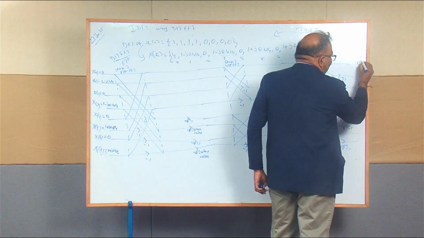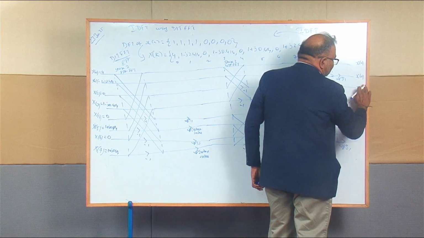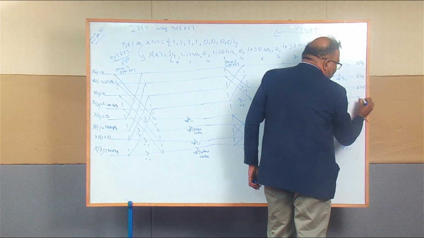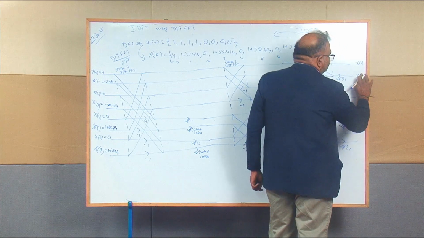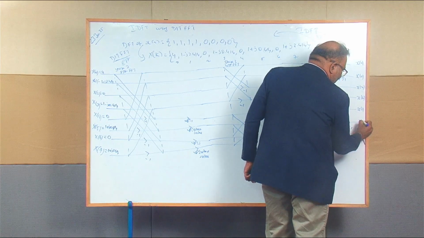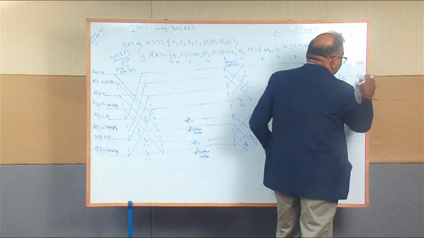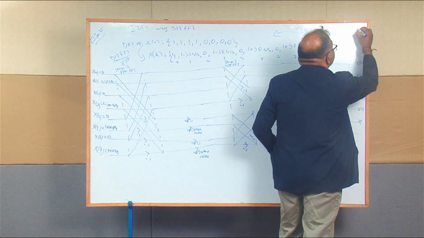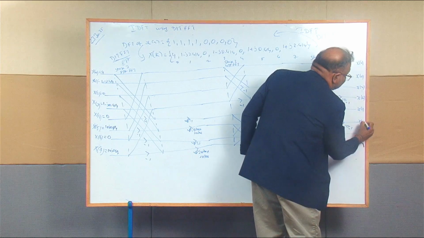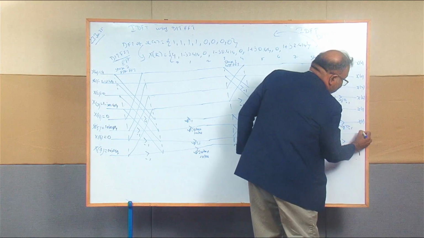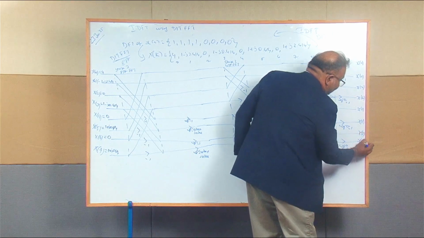X of 0 first value, this one is x of 4, x of 0, sorry, x of 2, x of 6, x of 1, sorry, this is correct, I will check it, x of 0, 0, 1, 4 only, correct. So, x of 5, x of 3, x of 7.